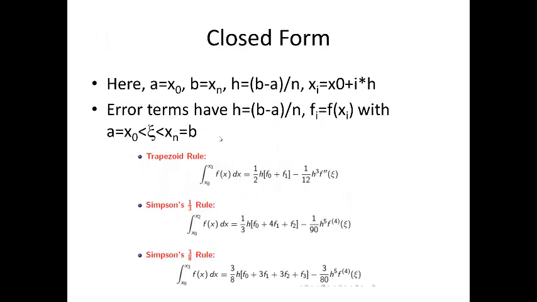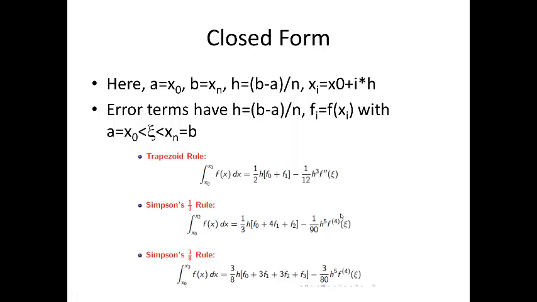So here a is equal to x sub 0, b is x sub n, h is b minus a divided by n, and each x sub i is x0 plus i times h. The error terms have h equals b minus a over n, f sub i is equal to f of x sub i, and a is equal to x0. The xi is somewhere in between x0 and xn, and xn is equal to b. Now you can see these are the nice fractions, so we used these a lot of times when we were doing things by hand or with calculators back in the 50s and 60s. Later we'll see the quadrature rules, which have the not nice fractions.